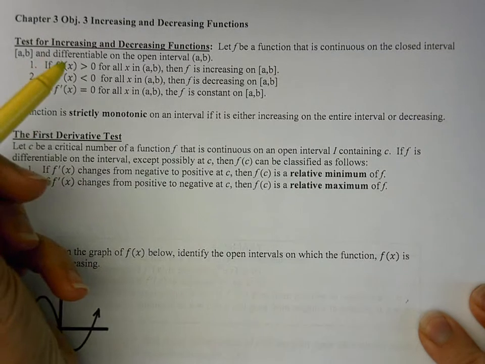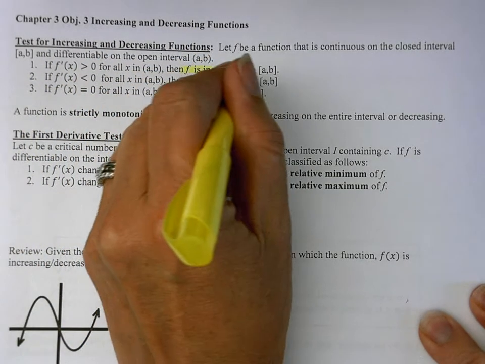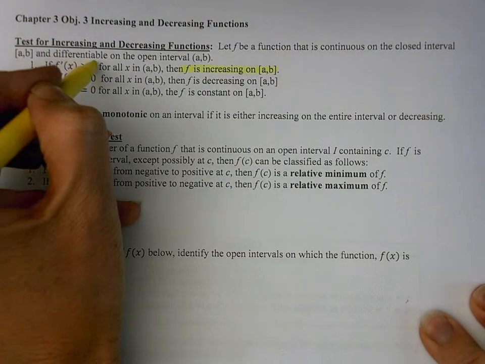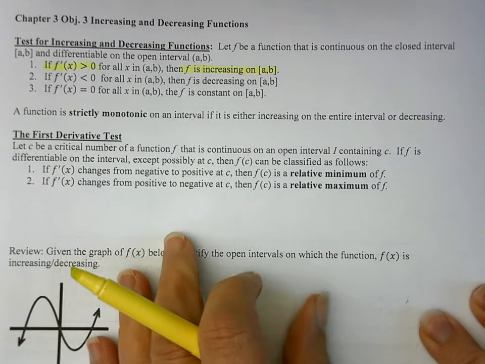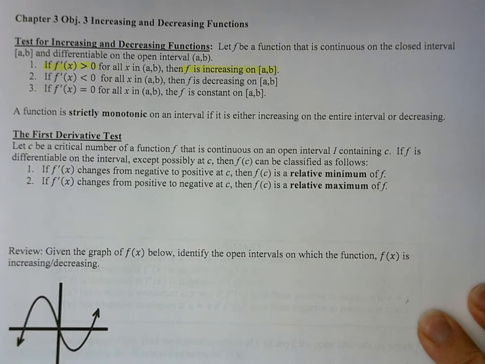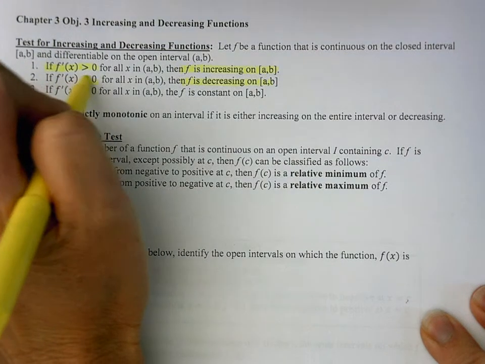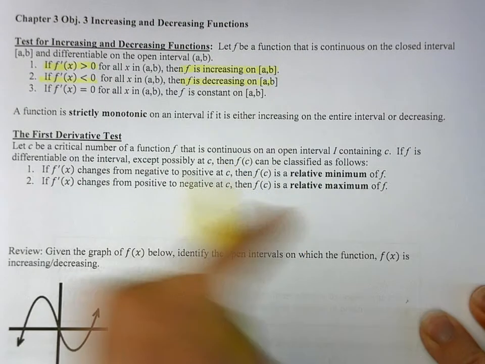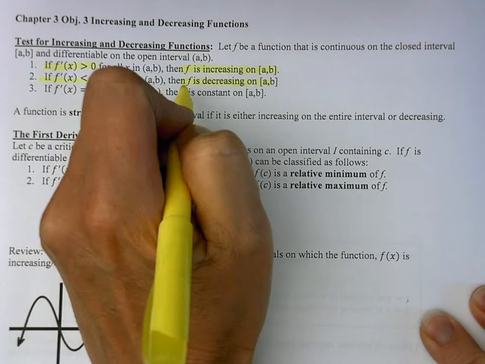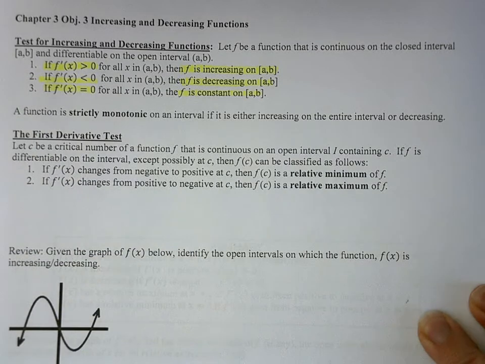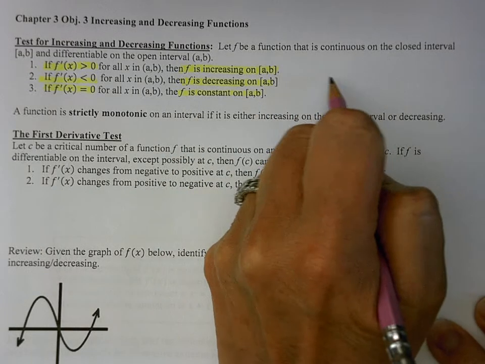All right, so we know that a function is increasing on the closed interval from a to b if f prime of x is greater than 0. So if f prime of x is greater than 0, then our function is increasing. And we know that our function is decreasing if f prime of x is less than 0. And then f is considered constant on that interval from a to b if f prime of x is equal to 0.